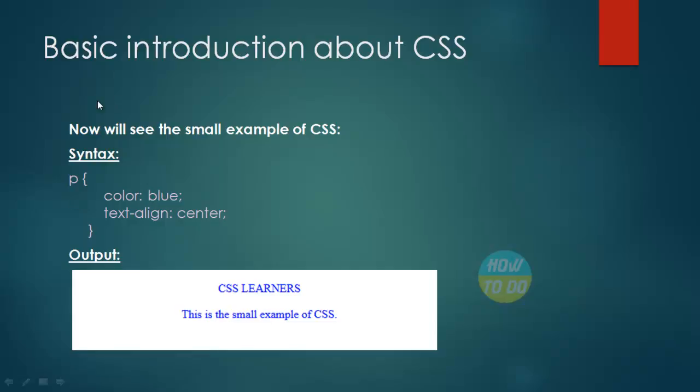So I'm starting with the P, then opening a flower bracket. I'm writing the color with the colon and I'm mentioning it as blue, closing with a semicolon, and also giving another style which is a text align, and I'm mentioning it as center with the closure of a semicolon, and I'm closing the flower bracket.